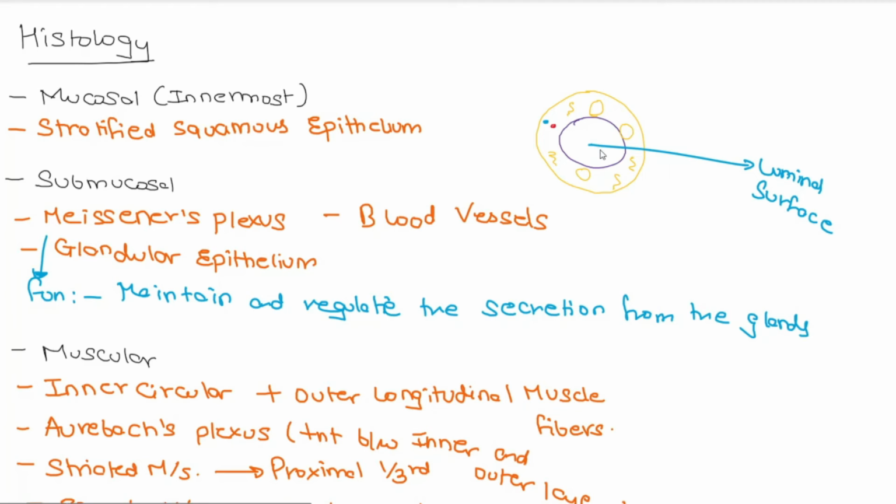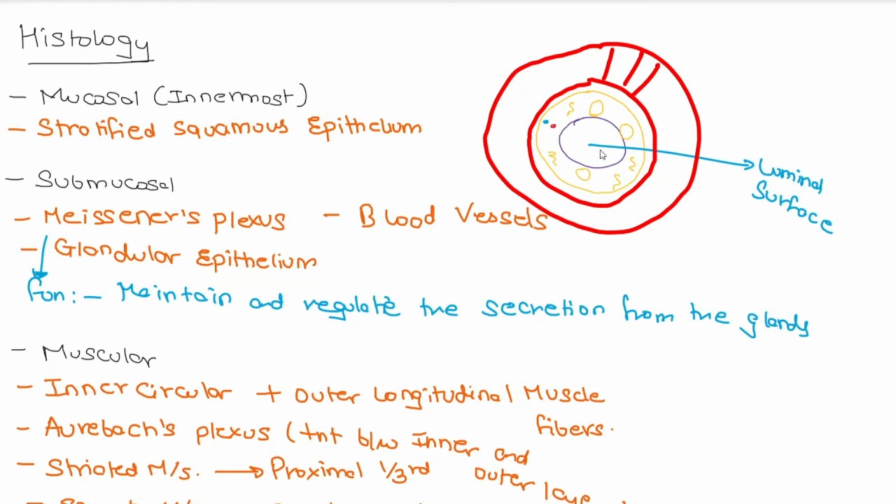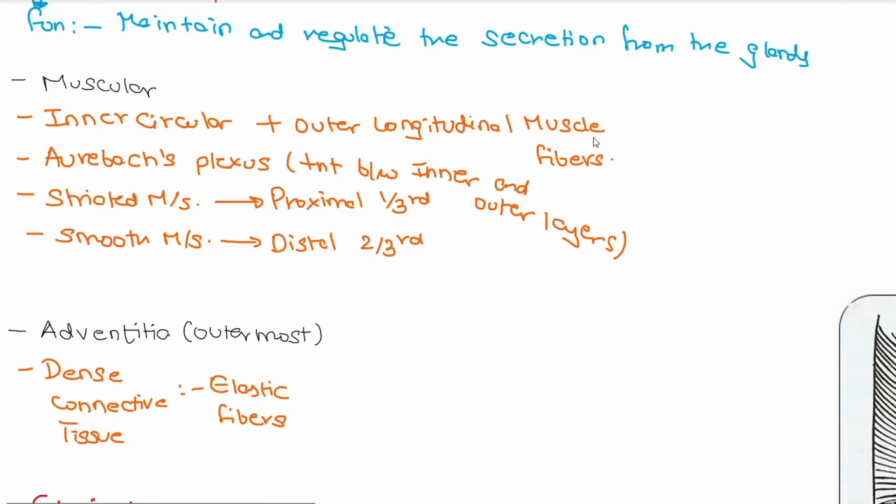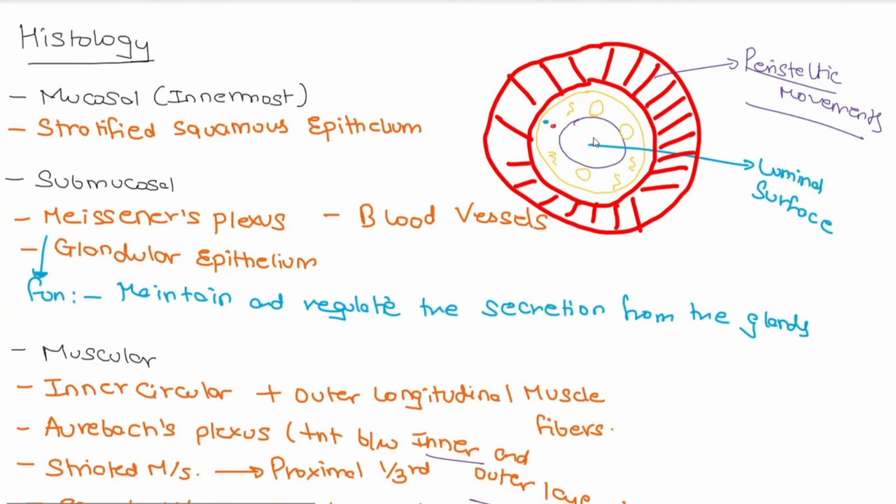Now, the muscular layer is made up of the inner circular layer and the outer longitudinal layer. And this muscular layer is responsible for the peristaltic movements, which occur in the esophagus and are maintained with the help of the Auerbach plexus, which is present in between the inner layer and the outer layer, that is, present between the inner circular layer here and the outer longitudinal layer. So, in between it, we have the presence of the Auerbach plexus.